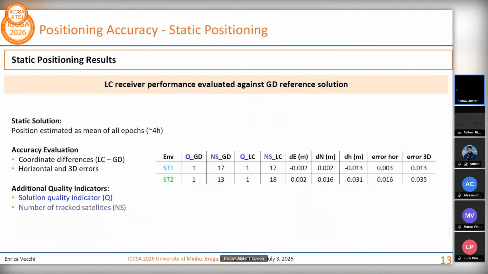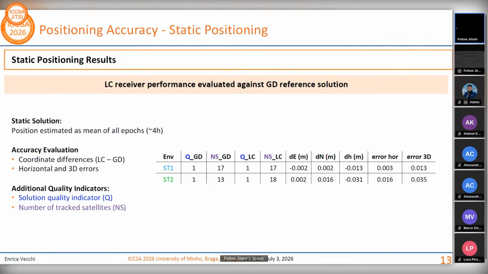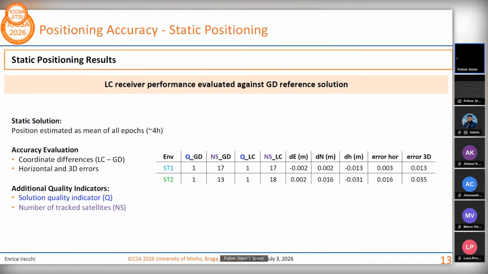Then we evaluated the statistical position results. So we evaluated the accuracy of the position from the low-cost device compared to the ground truth that was the reference position obtained from the geodetic device. So here in the slide we have the difference in the 3 components, in easting, northing, and height, the resulting horizontal error and 3D error. And also we evaluated some quality indicators that are the solution quality indicator and the satellite number.